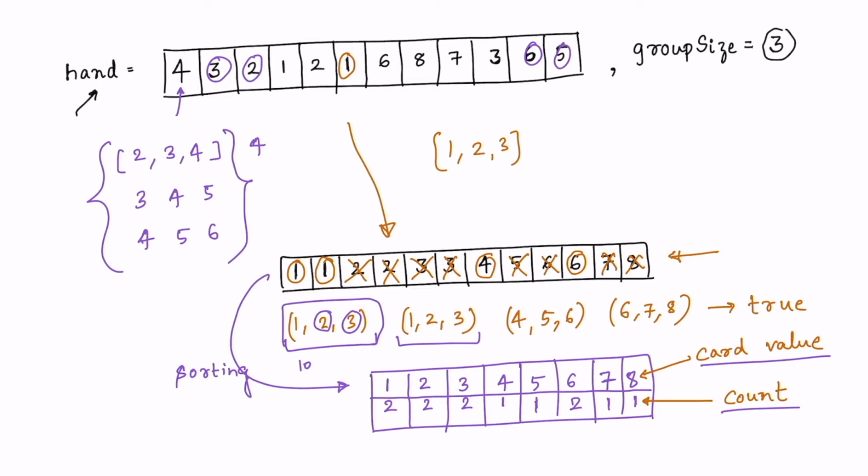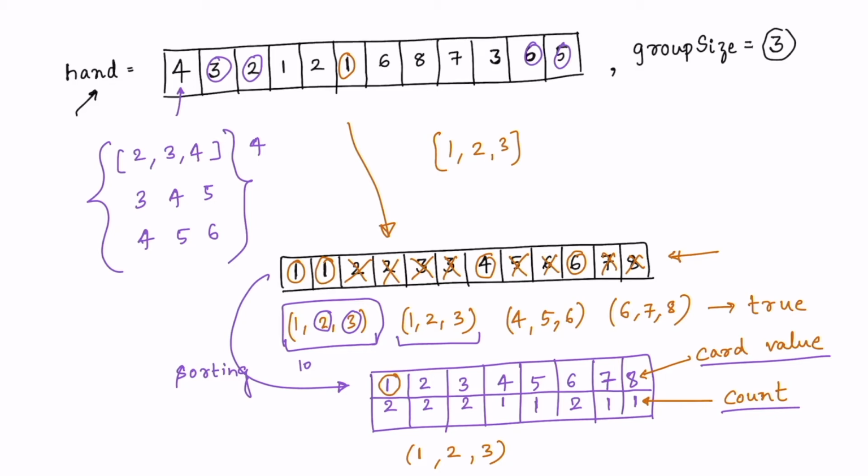Now we repeat the same process we did before, after sorting all the card values in this hash table. So we start with 1. We know that there are 2 cards of value 1 and 1 can only be part of this group 1, 2, and 3. We need to have at least 2 2s and 2 3s. And we see that's the case.